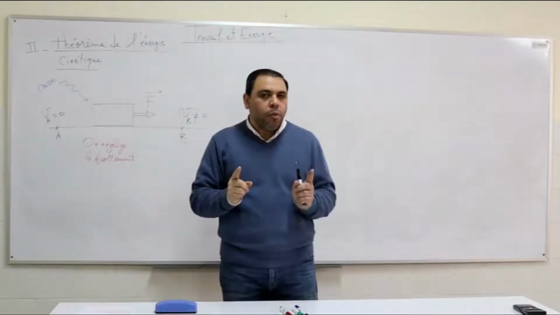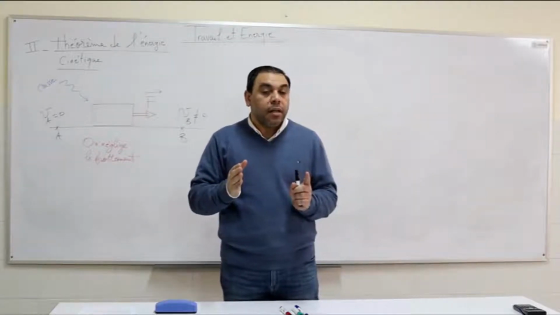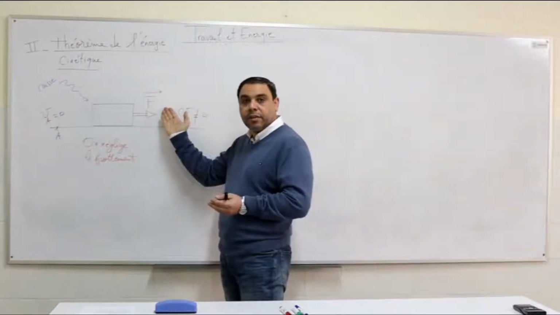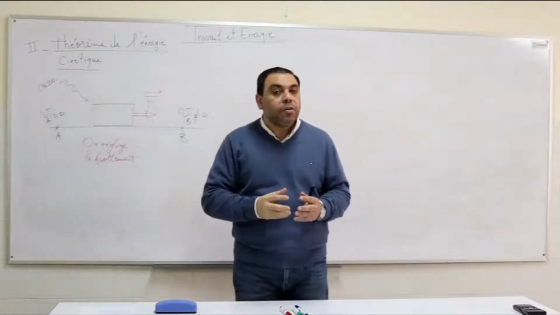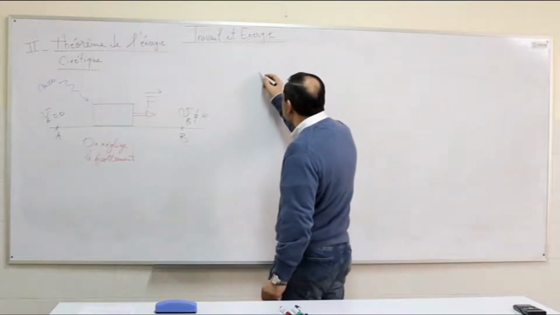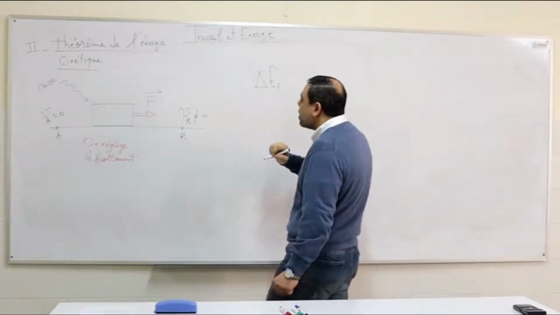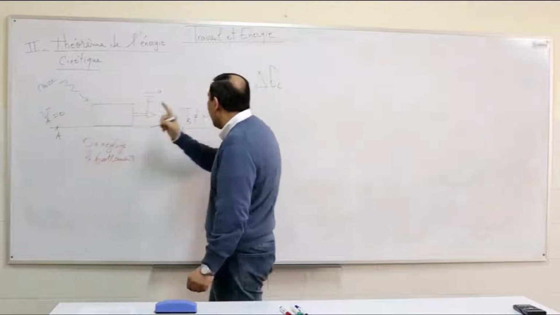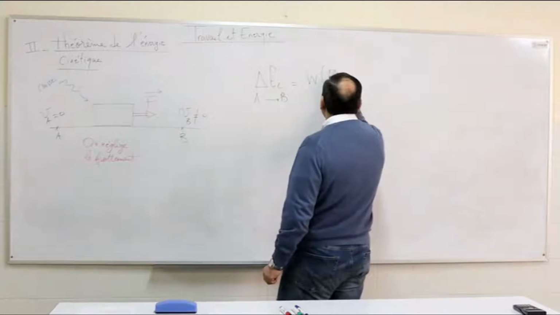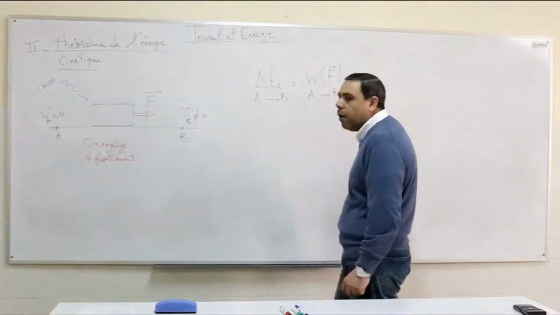Then, when moving from A to B, the box's kinetic energy will increase. This increase is due to the work of the force F. And because work is a form of energy, we can say that the variation in the kinetic energy of the box as it moves from A to B is equal to the work of the force F when its point of application moves from point A to point B.